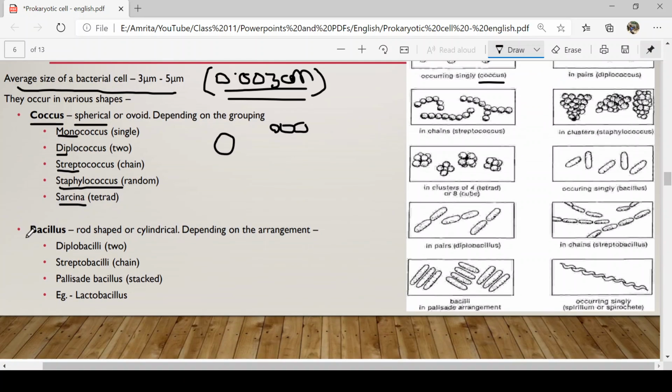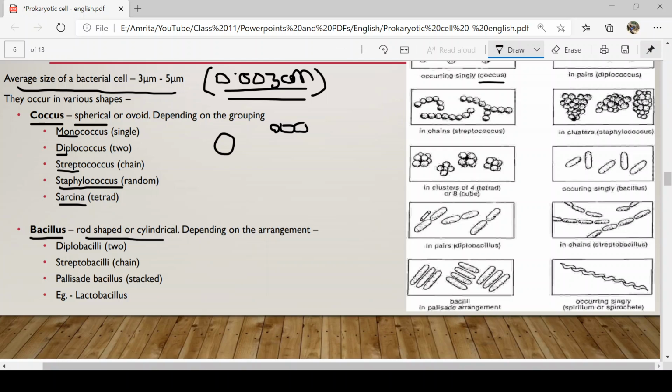Next, we'll come to bacillus. Bacillus is a rod-shaped or cylindrical bacteria. If you see here, this is how a bacillus looks: elongated, cylindrical, rod-shaped bacteria. Now again the same thing applies here. If it's single, we just say it's a bacillus. Bacillus is singular, bacilli is plural. So occurring singly, we say it's a bacillus, or bacilli if there are many.